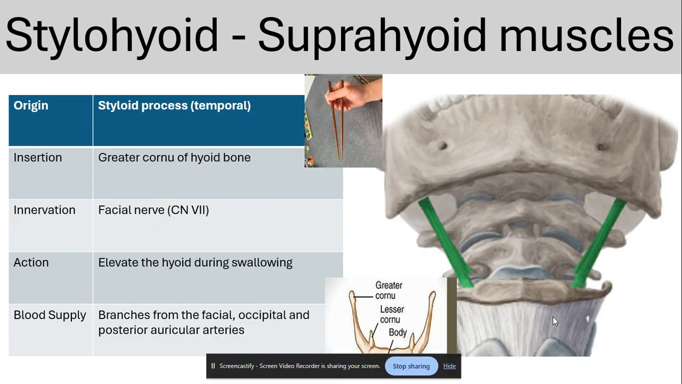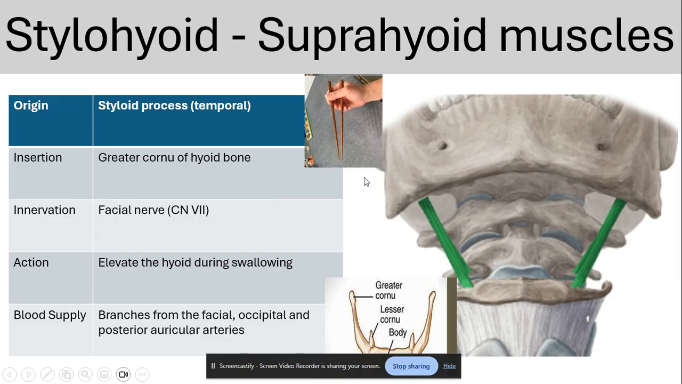Stylohyoid, a suprahyoid muscle, okay? So when I saw this, it kind of reminded me of chewed chopsticks because that's how they're placed, right? So origin is the styloid process. Insertion is the greater cornu of the hyoid bone, right? So if this is the hyoid bone, these sides are the greater cornu, and that's where the insertion is.